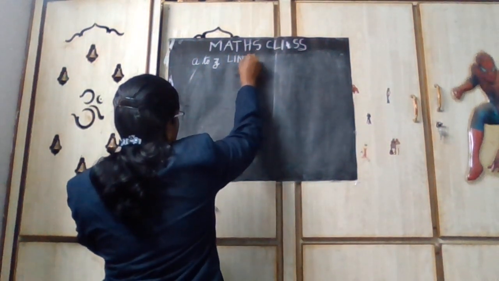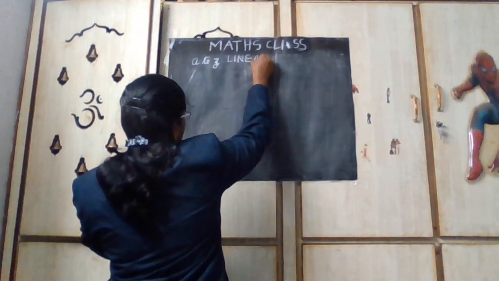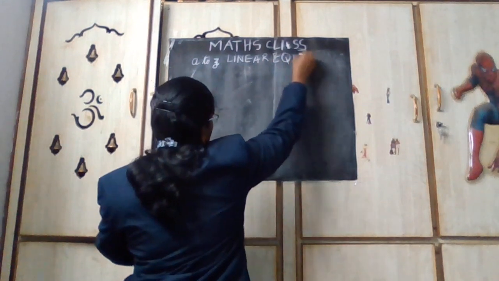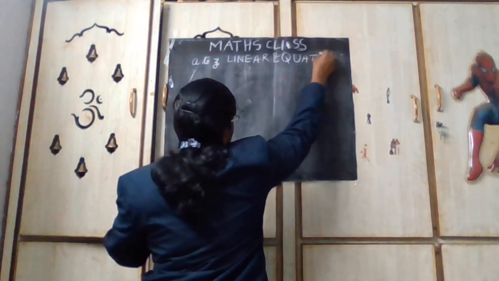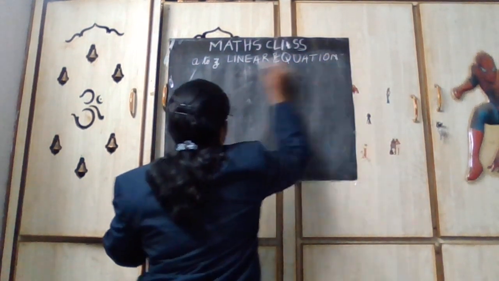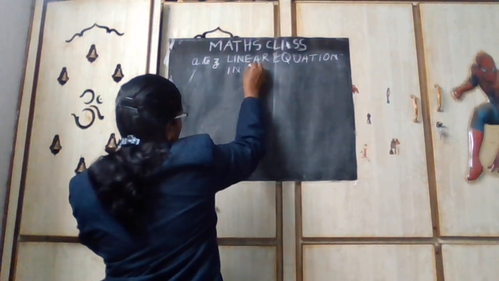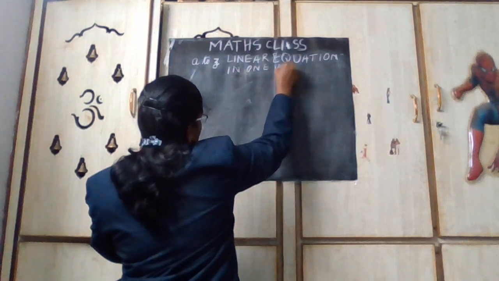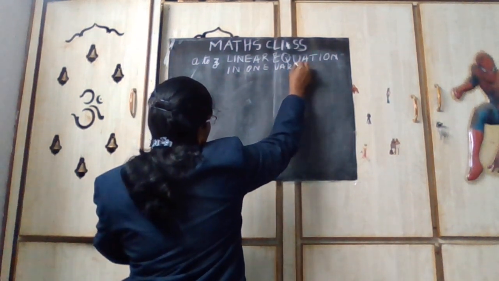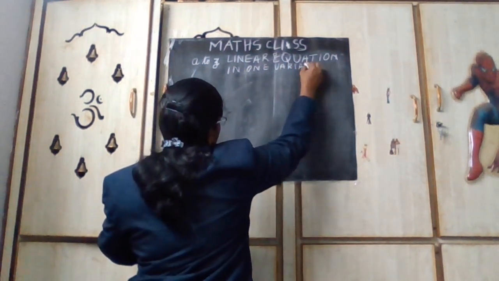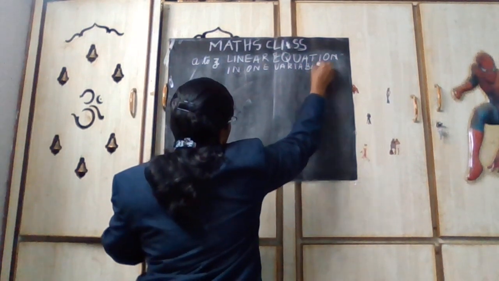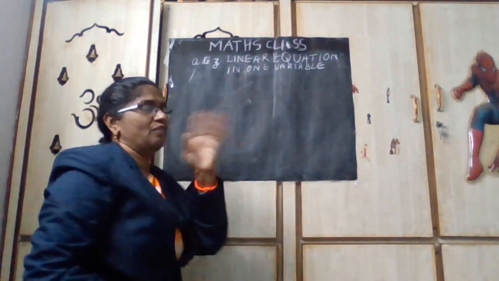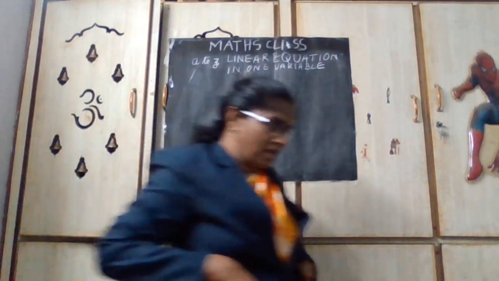Linear equation, in how many variables? In one variable. One variable means any variable you can take from a to z. Any variable we can take, children. You choose one variable from a to z. I am asking one question.